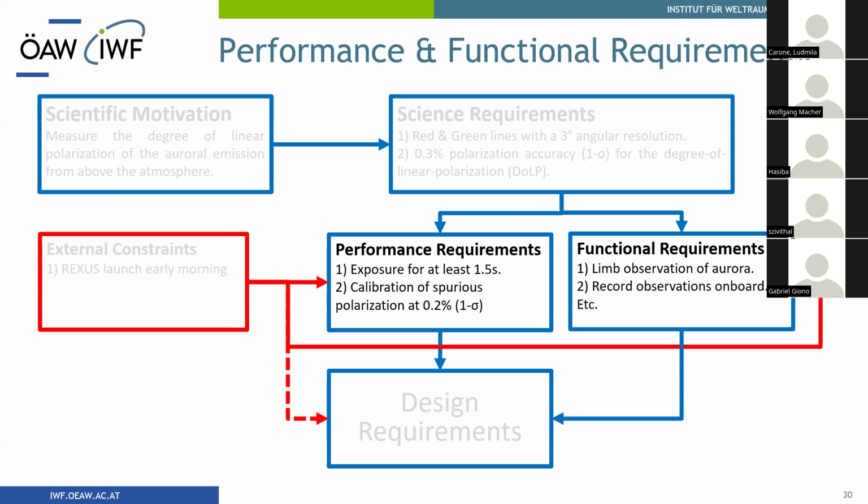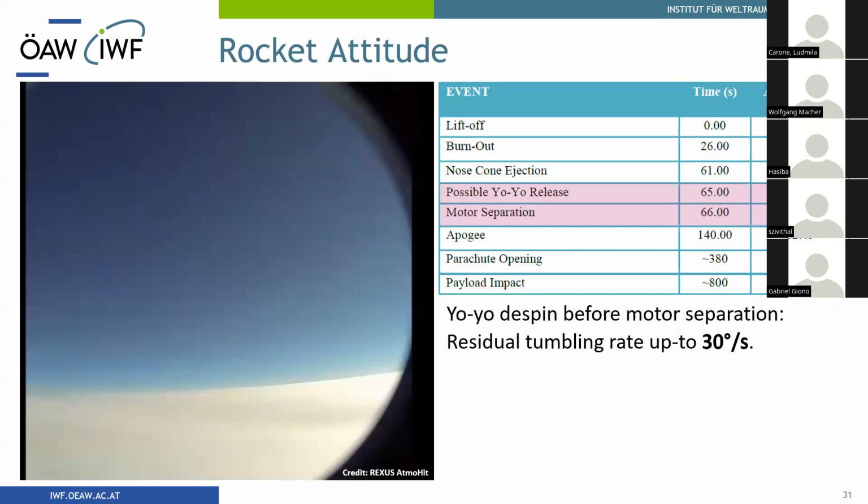Now we have an additional constraint, which is the rocket attitude. This on the right is the timeline of the rocket launch. You have liftoff. After 26 seconds, the motor is turned off, so it doesn't push anymore. You have nose cone separation. And after that, you have a yo-yo de-spin. So yo-yo de-spin is a maneuver to kill the rotational momentum of the rocket.